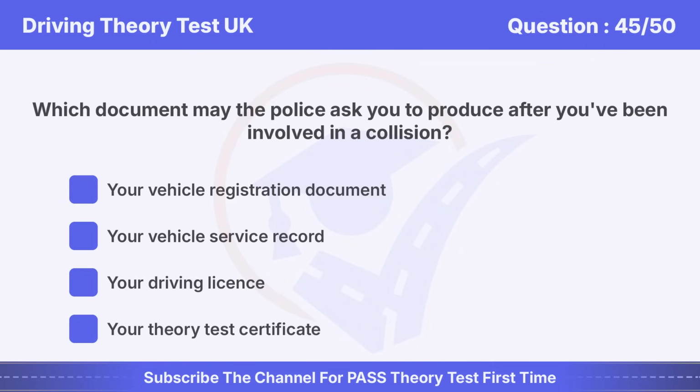Question 45. Which document may the police ask you to produce after you've been involved in a collision? Option A. Your vehicle registration document. B. Your vehicle service record. C. Your driving license. D. Your theory test certificate.